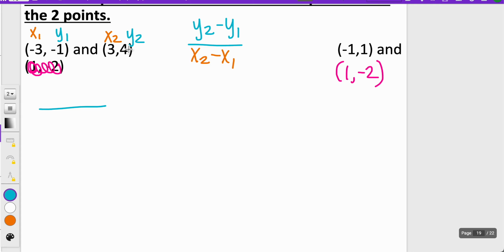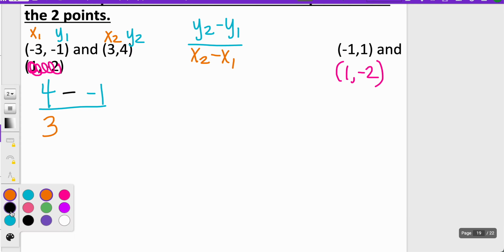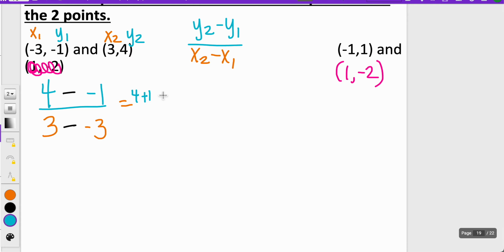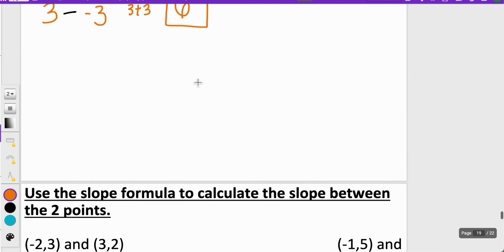Let's start with my change in y's. 4 minus negative 1. Take notice of this double negative here, okay? Then my x2 minus x1, 3 minus negative 3, all right? The thing you should remember about double negatives, it actually means plus positive. So 4 minus negative 1 actually means 4 plus 1, and that'll give us 5. And then 3 minus negative 3 means 3 plus positive 3, which would give us 6. I cannot simplify 5 over 6 anymore, so that would be my final answer, okay?